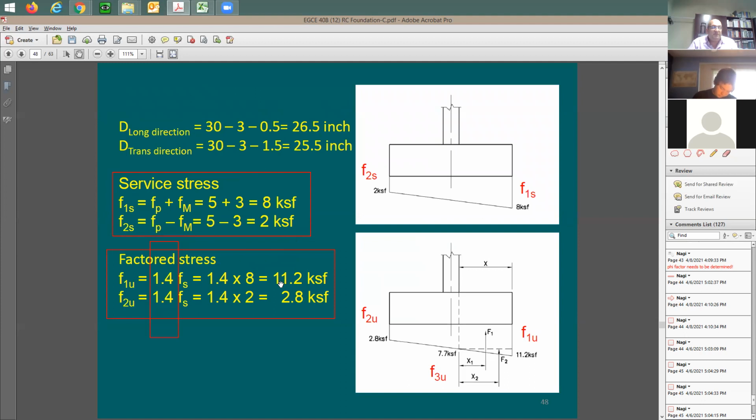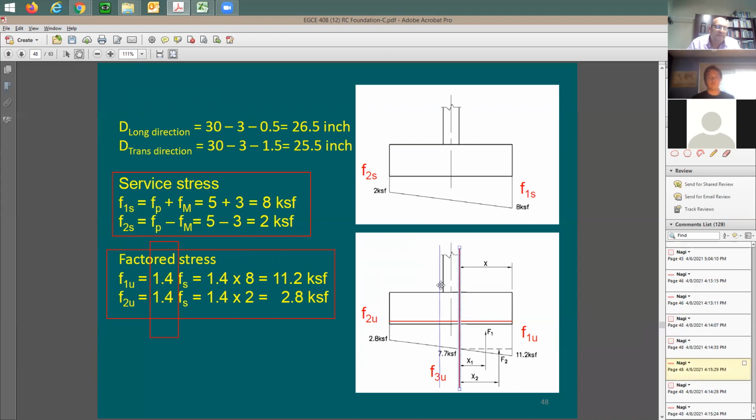I ended up with a stress on the right side of 11.2 and on the left of 2.8 KSF. So this is going to be the service stresses and this is going to be the ultimate stresses. Now I need to find out the reinforcement in this direction. What direction am I going to see? This is going to be the longitudinal direction of the footing. The critical section I have, actually I have two sections. One is right here at this face and the other one also is going to be here.